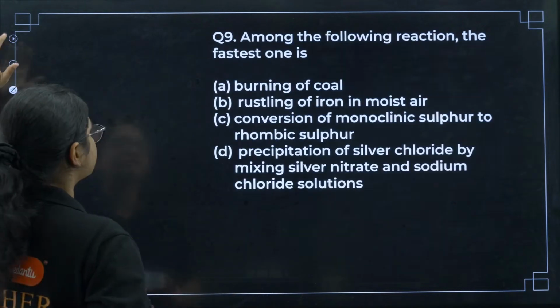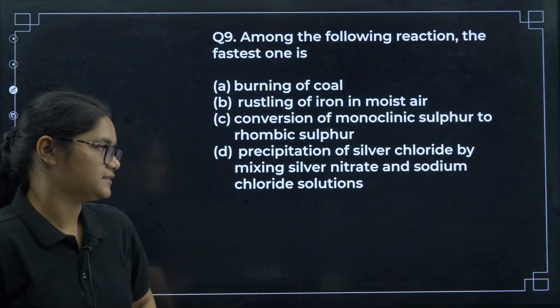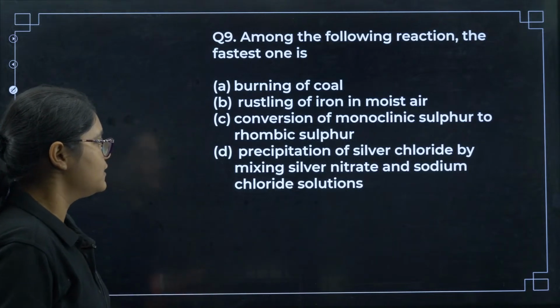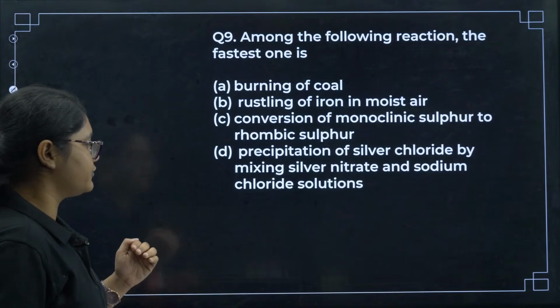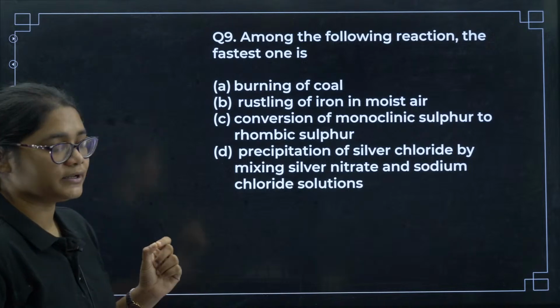Okay, let's move to the next question. Among the following reactions, the fastest one is, this is a very simple question: burning of coal, rusting of iron, conversion of monoclinic sulfur to rhombic sulfur, precipitation of silver chloride by mixing silver nitrate and sodium chloride solution.